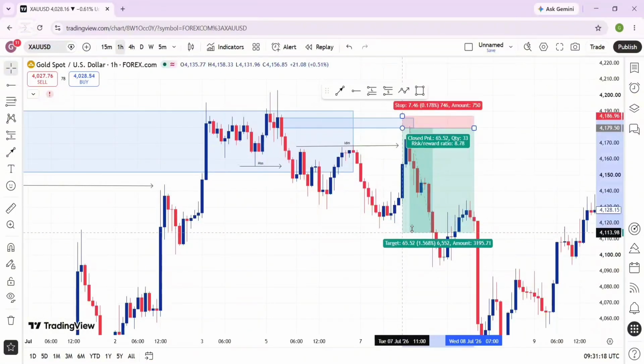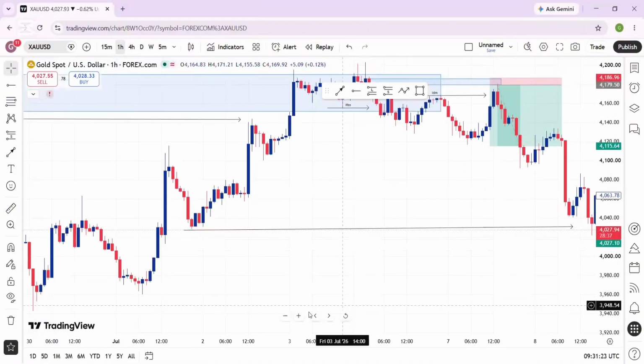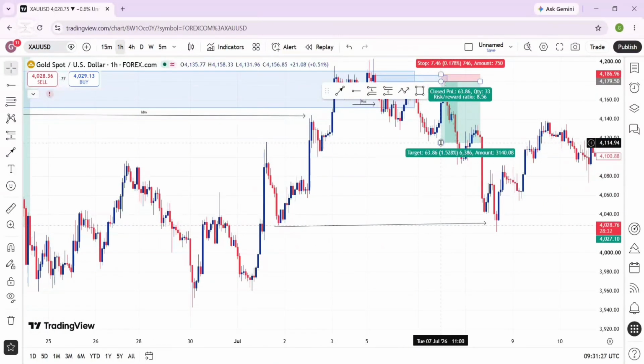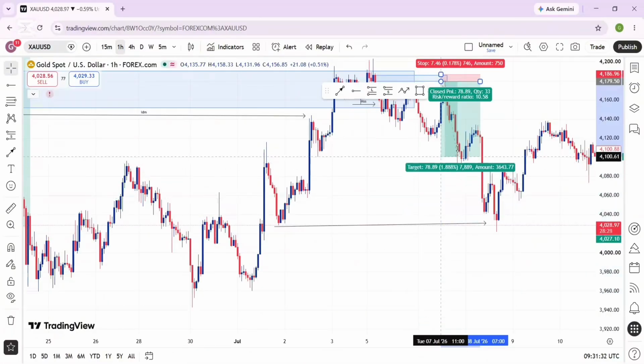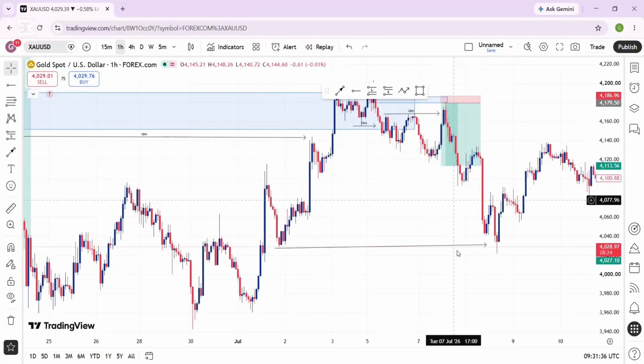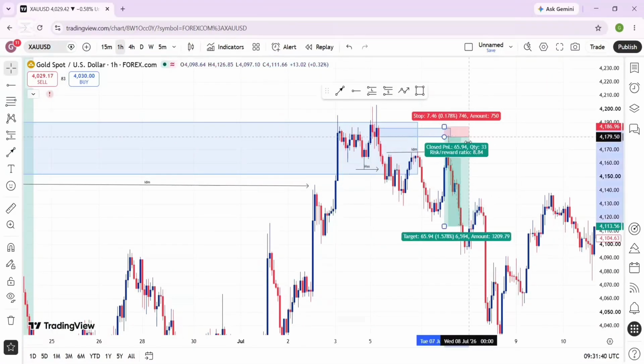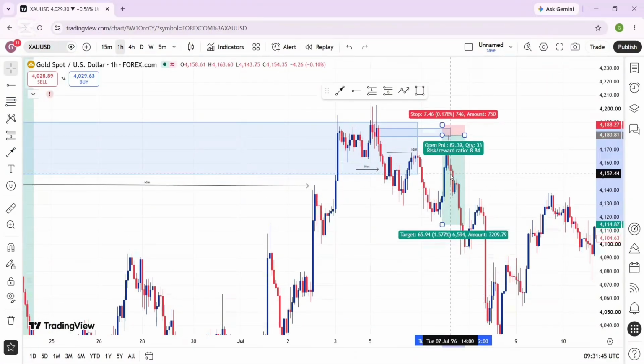We target the break of structure. You don't need to target the full last low, maybe target it today. Entry like this. Take some profit. Less is better than more. So this was our first entry here after the break of structure.